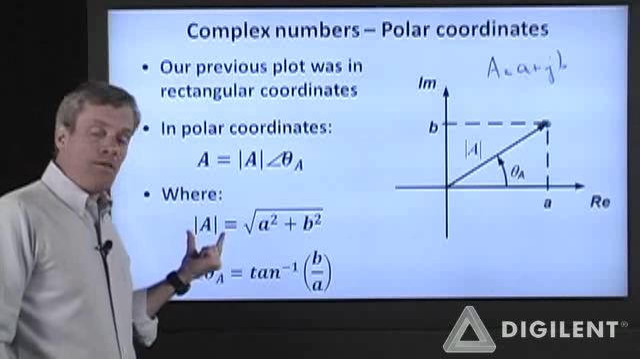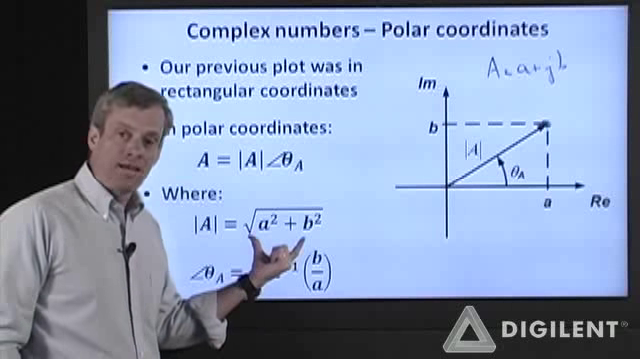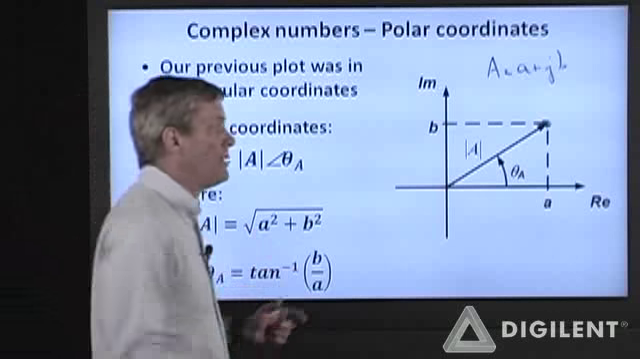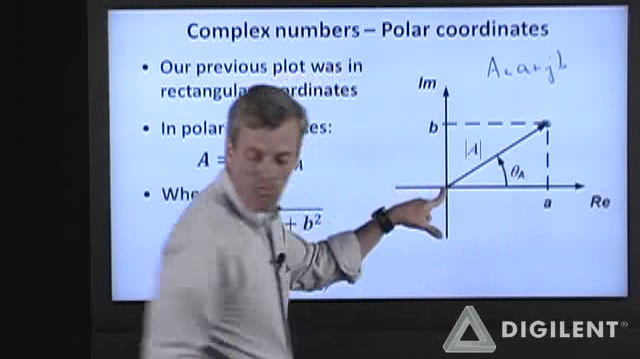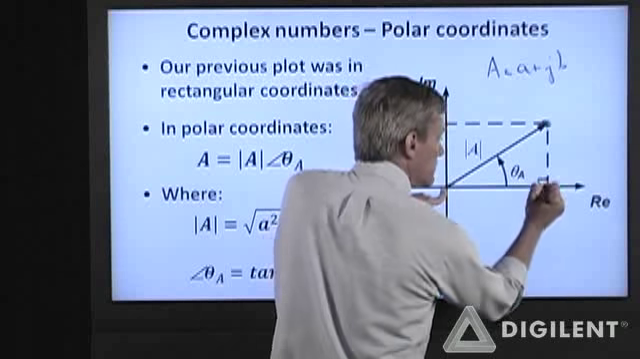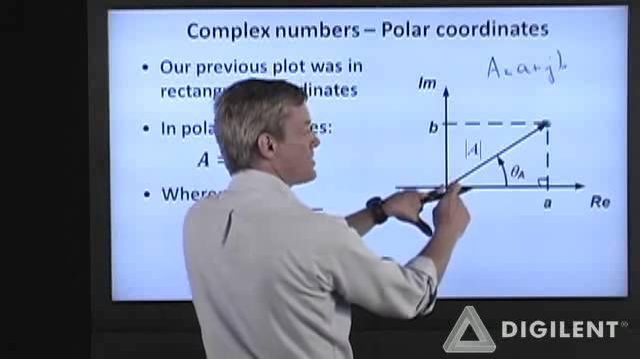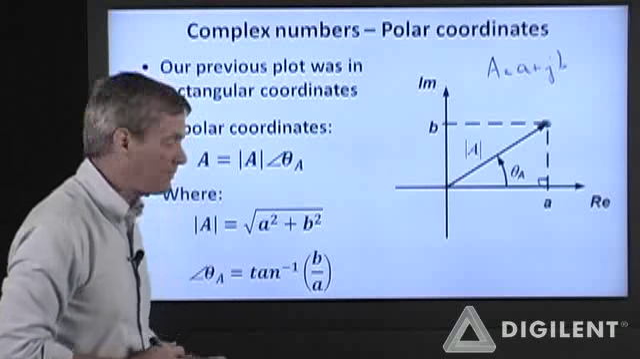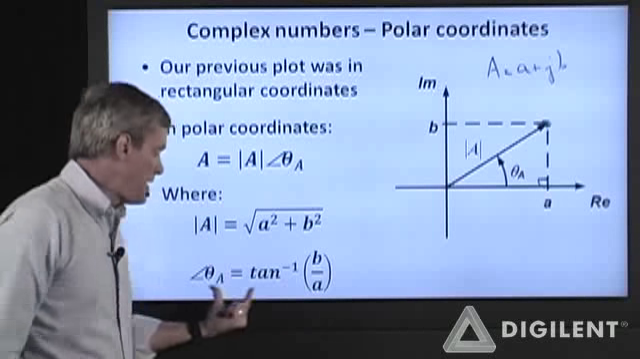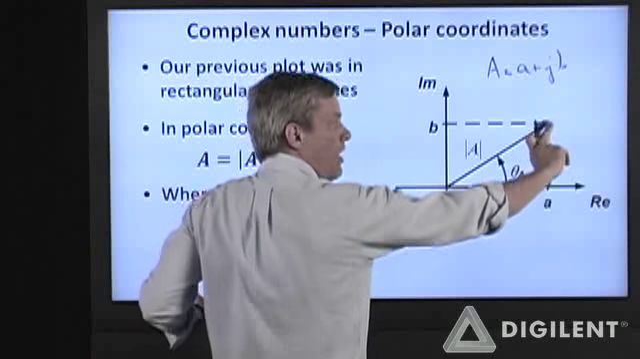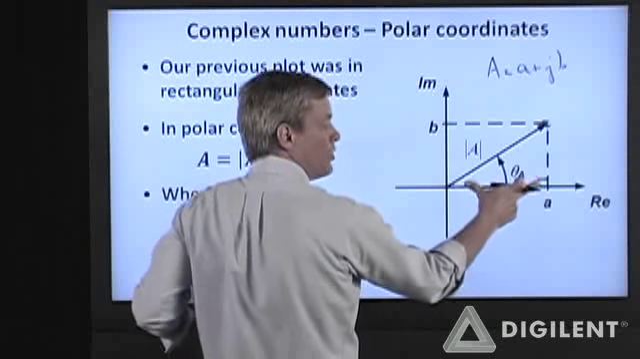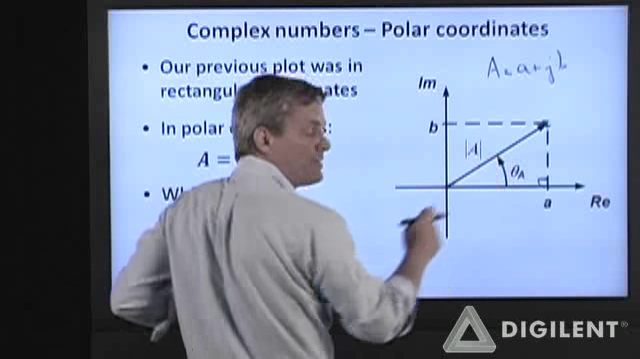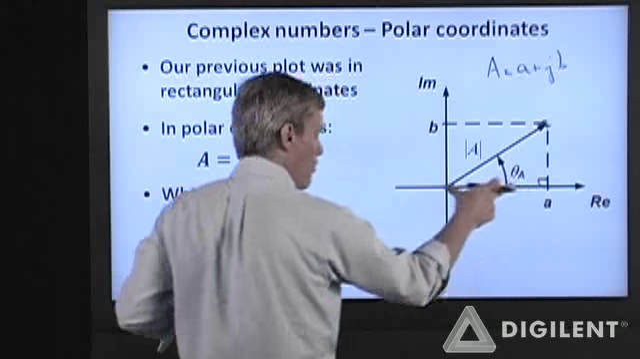Numerically, relating polar and rectangular coordinates, the magnitude of A by the Pythagorean theorem, this is just a right triangle. The hypotenuse is the square root of A squared plus B squared. Trigonometrically, this angle is the arctangent, okay? The opposite over the adjacent is the tangent of this angle. So this angle is the arctangent of B over A.